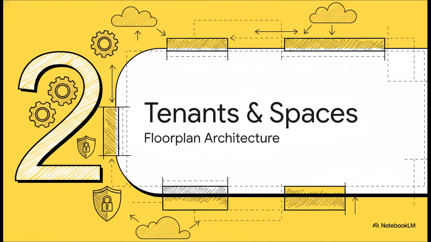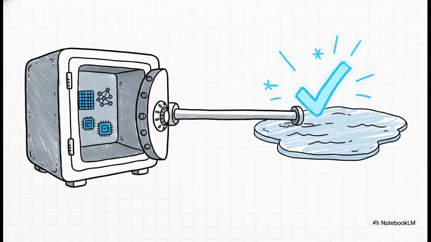Section 2. Architecting tenants and spaces. Okay, let's move to our floor plan and see how this builds into our overall architecture. Knowing how to structure these containers is absolutely vital for both security and lifecycle management. Think of a space in Datasphere as a highly secured container. It holds literally all your content, your tables, views, models, flows, and it grants specific CPU, memory, and disk allocations to the users working inside it.